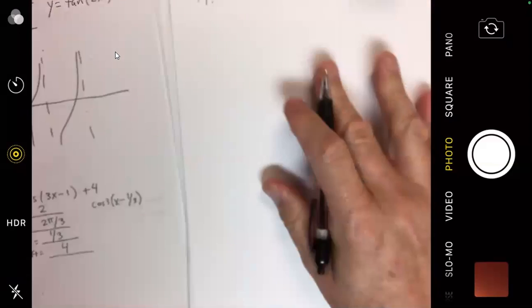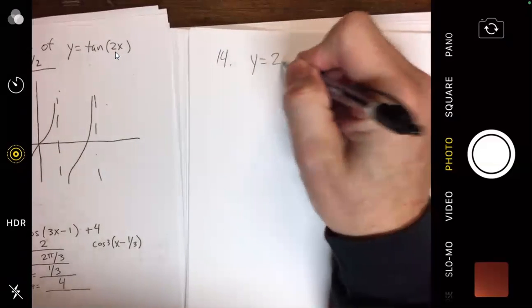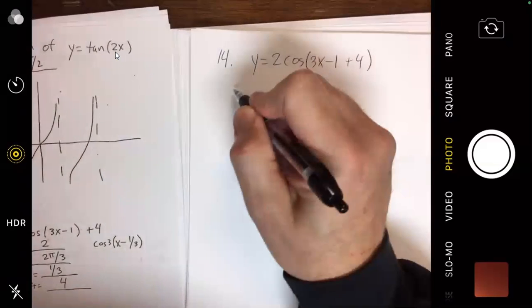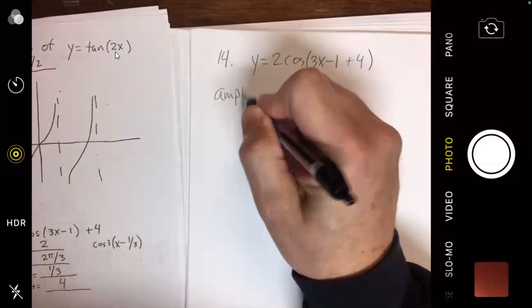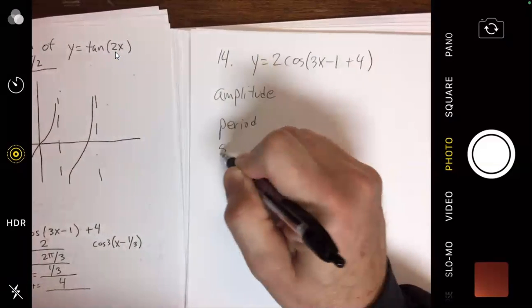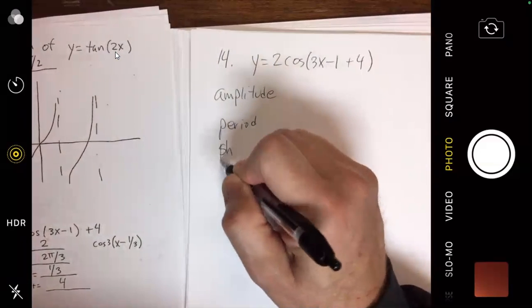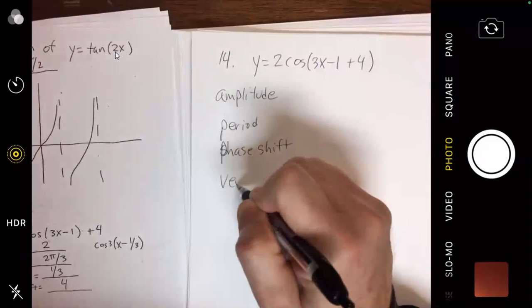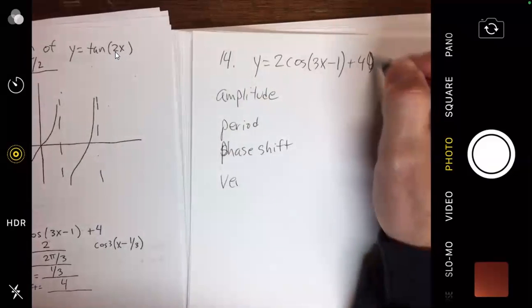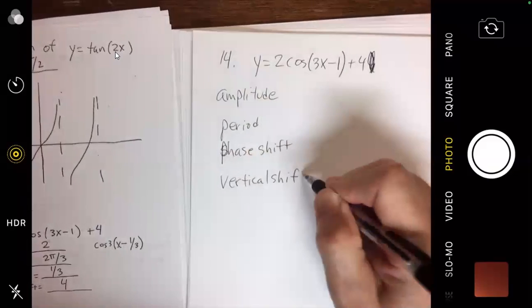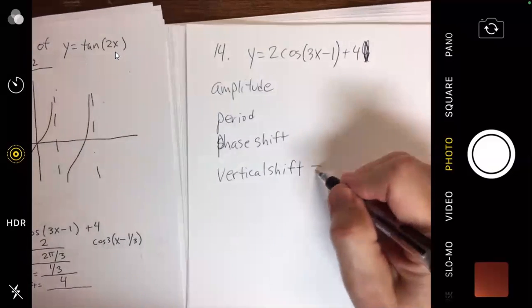y equals 2 cosine of 3x minus 1, add 4. We want to find all these things: amplitude, period, phase shift, vertical shift. Oh, the parentheses closed here. Sorry about that. Vertical shift. Just going from the easiest to the tougher ones. The vertical shift is 4.